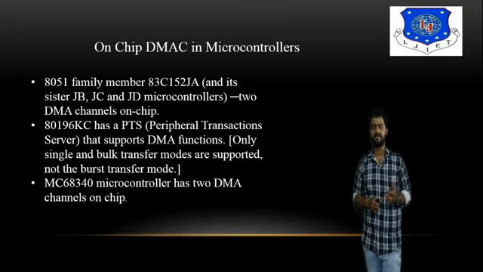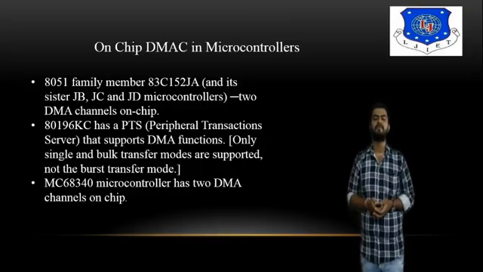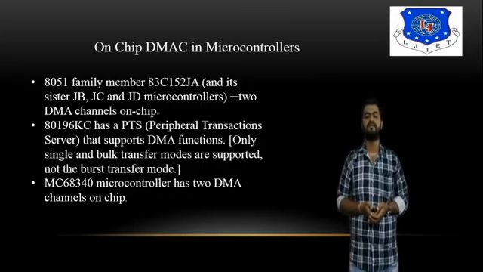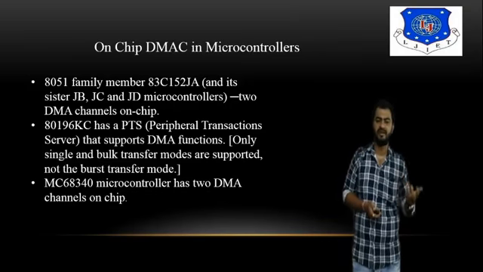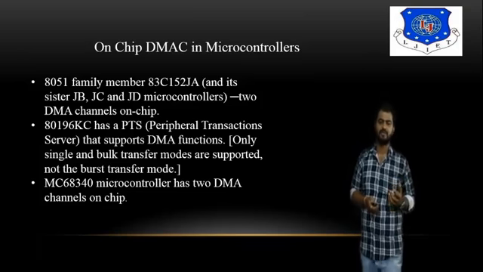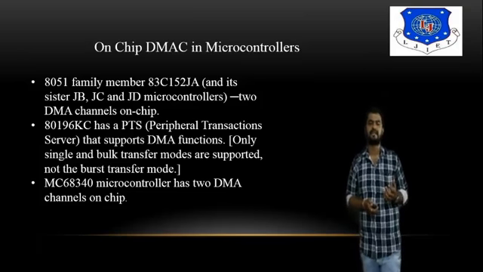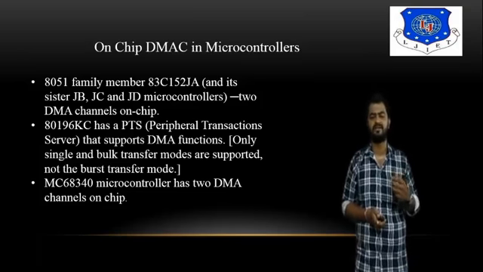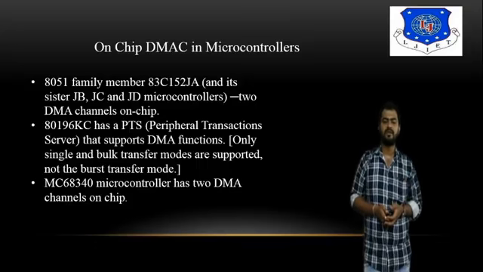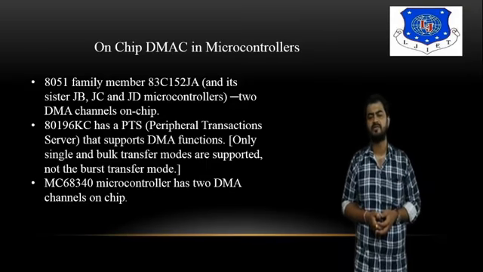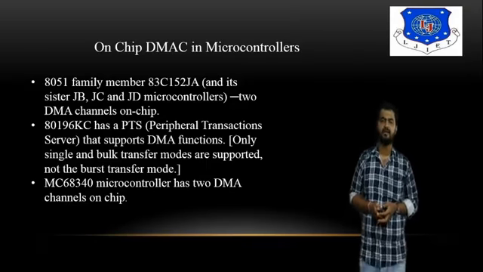So basically here we are talking about DMAC programming of the specific registers, meaning how you can start communicating, right? The 8051 family members, meaning the 83C152JA and its sisters JB, JC and JD microcontrollers, have two DMA channels on chip. The 80196KC has the PTS, peripheral transaction server, which supports DMA functions. So basically here we can consider two different types of channels, and each and every time we have to start the communication on the two DMACs at a time.